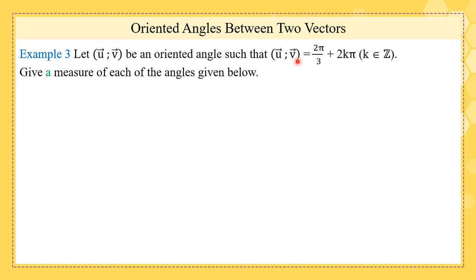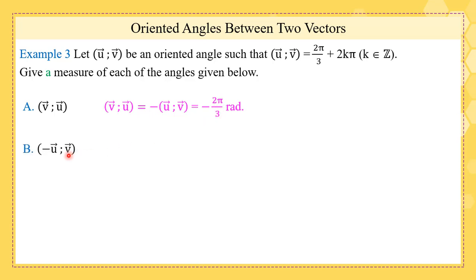(U,V) is an oriented angle such that its measure is 2 pi over 3 plus 2k pi, and the question is to give a measure of each of the angles given below. When it comes to give a measure, we don't have to write this 2k pi. Now (U,V) is 2 pi over 3. What do we know about (V,U)? We saw from the properties that (V,U) equals minus (U,V), so we just multiply the angle by a negative sign. So it becomes minus 2 pi over 3.